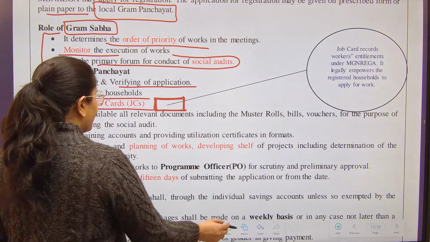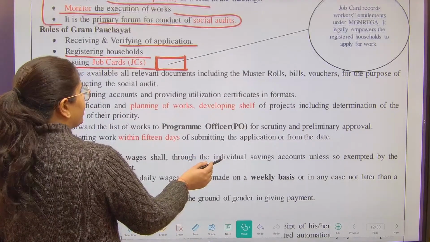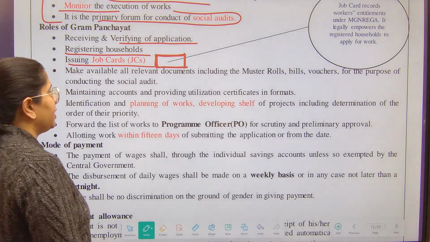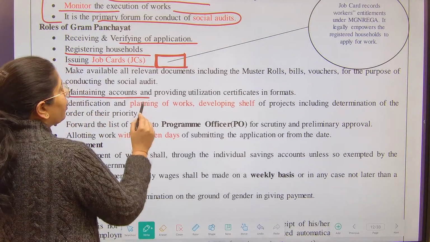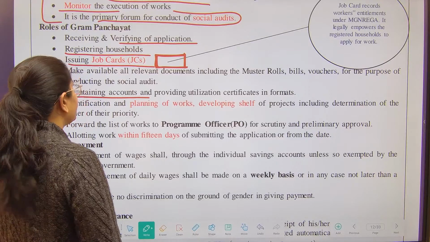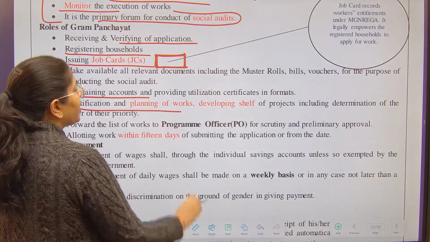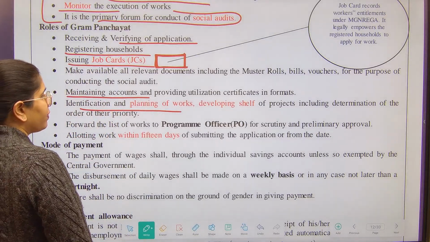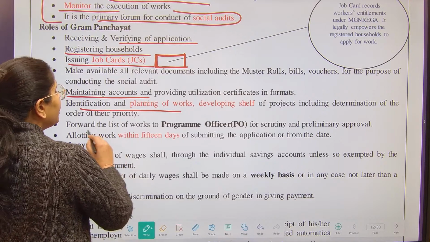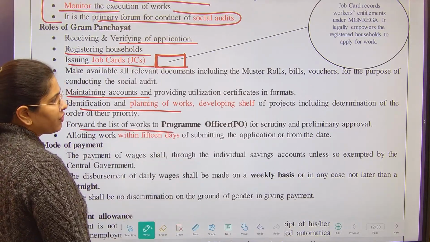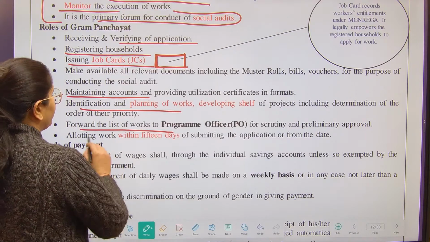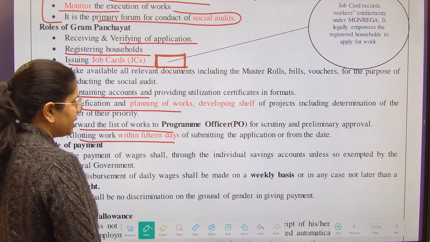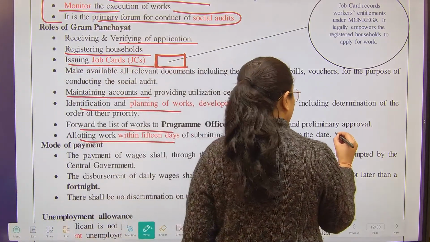Next is to make available all relevant documents including muster rolls, bills, vouchers for the purpose of conducting the social audit, maintaining accounts and providing utilization certificates in the prescribed formats, identification and planning of works, developing a shelf of projects including determination of the order of their priority, forwarding the list of works to the program officer for scrutiny and preliminary approval, and allotting work within 15 days of submitting the application. This is with regard to the workers.